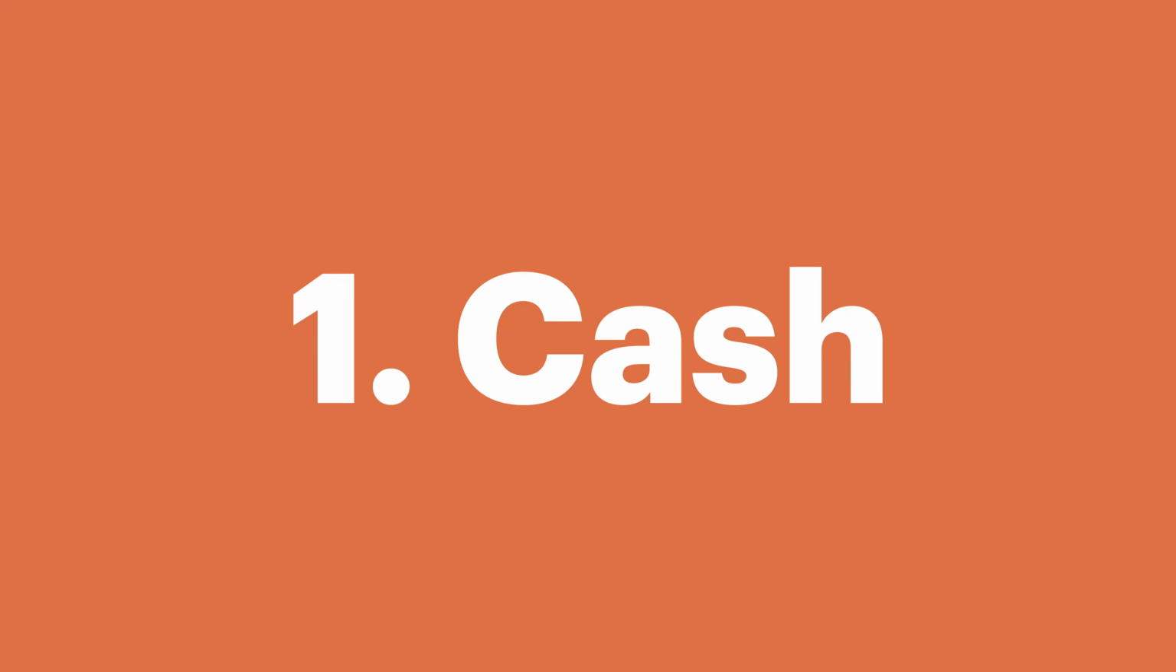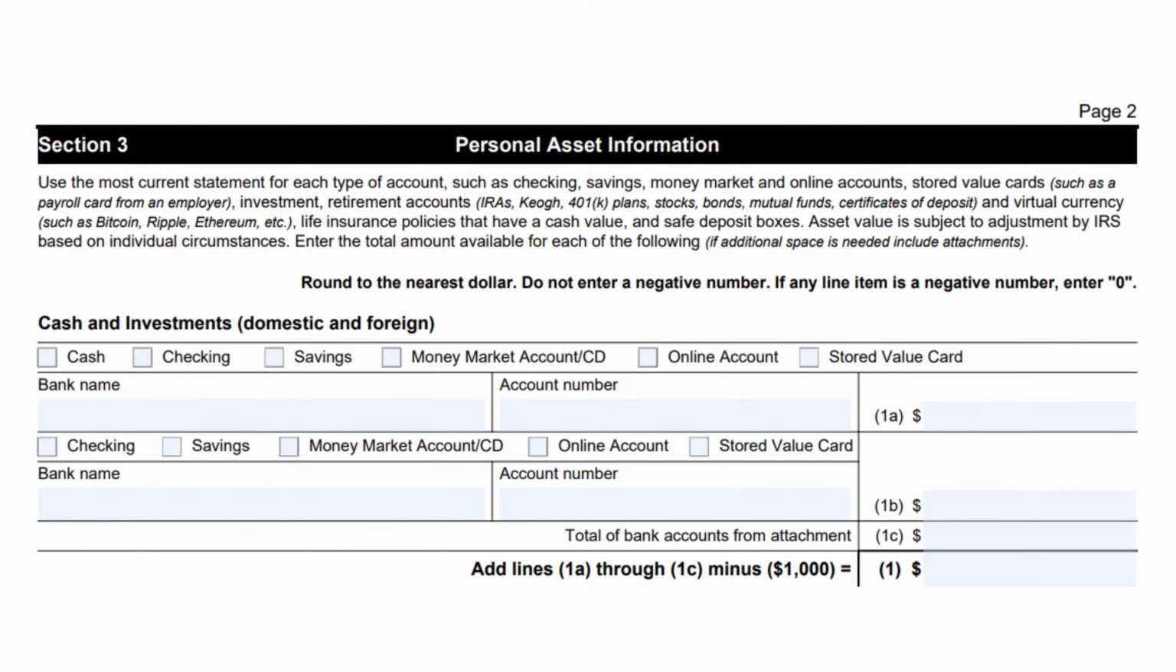The first asset that you will be including in your offer and compromise is cash. How much cash do you have? Cash is reported in Section 3 of the Form 433A OIC. Cash accounts include but are not limited to cash on hand, checking accounts, savings accounts, money market accounts, certificates of deposit, stored value cards, things like that. You must include in calculating your reasonable collection potential all cash at fair market value, okay? Less 1 month's worth of allowable living expenses. Less up to $1,000, okay, without your cash amount going below zero.